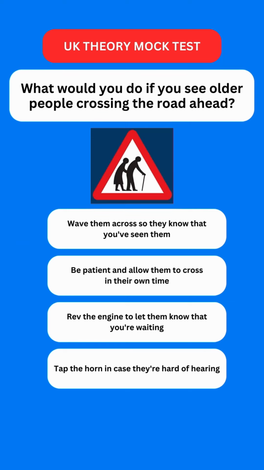Next question is, what would you do if you see older people crossing the road ahead? Options are wave them across so they know that you've seen them, be patient and allow them to cross in their own time, rev the engine to let them know that you're waiting, or tap the horn in case they're hard of hearing. So the correct option is the second one. You should be patient and allow them time to cross.